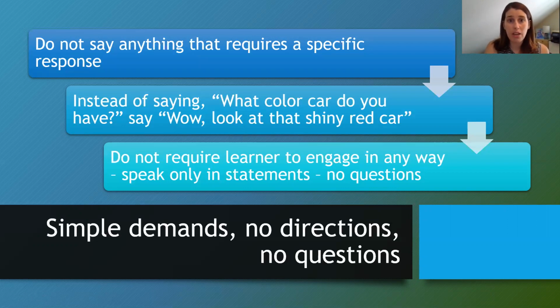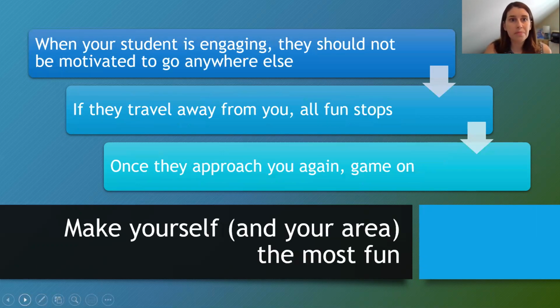A lot of students will perceive any question as a demand and immediately be put off by that. We're not requiring the learner to engage in any way. So we're only doing speak-only statements for ourselves, like, hey, look at this shiny red car, vroom, vroom, it's going so fast. You're really just having a narrative for yourself and hoping that the student will engage. You're not requiring any responses back from them.